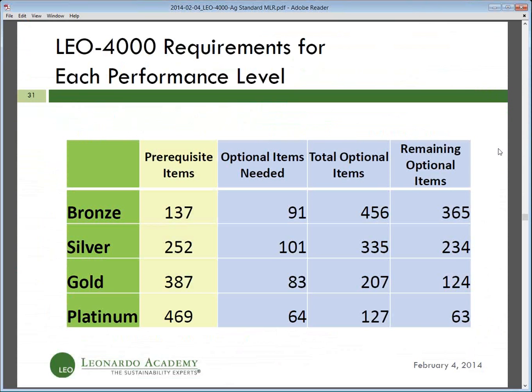Here's a summary of the requirements for each performance level. You can see that for each level, a different number of prerequisite items are required, and as you go up from bronze to platinum, the number of prerequisite items required goes from 137 to 469. So the prerequisites required increase as you go up the scale. Then optional items needed varies a little bit from level to level, but it's basically saying that beyond the prerequisite items, a significant number of optional items need to be addressed.